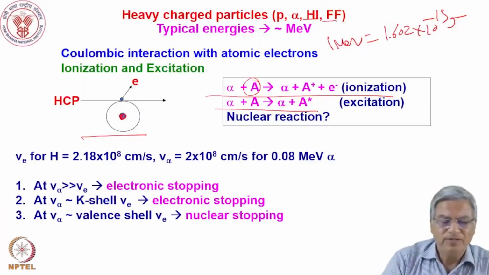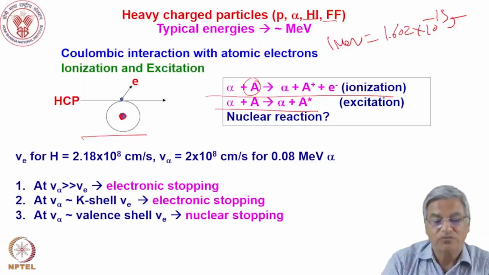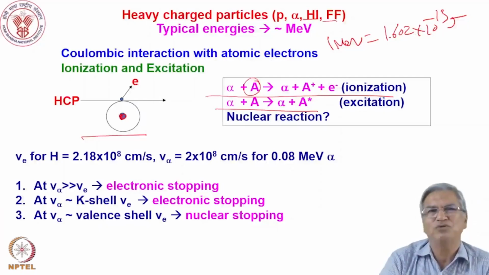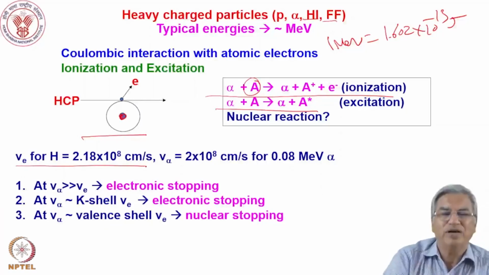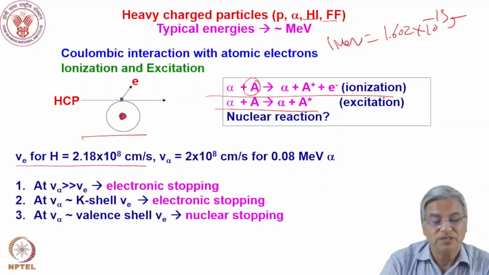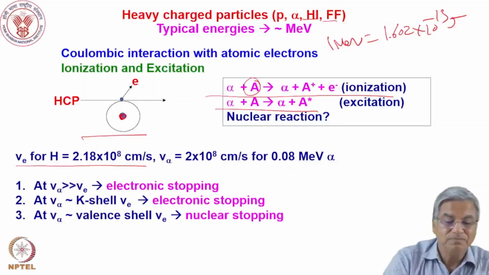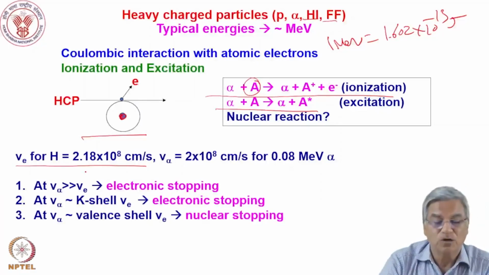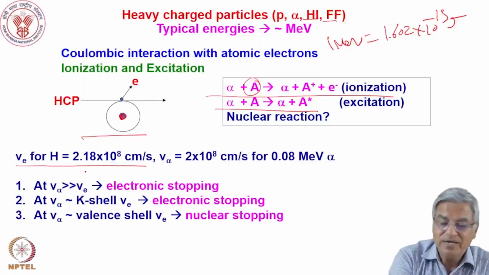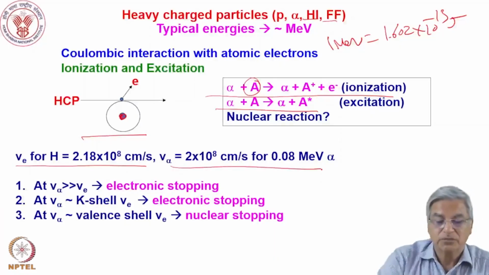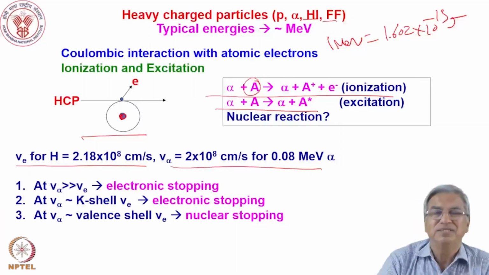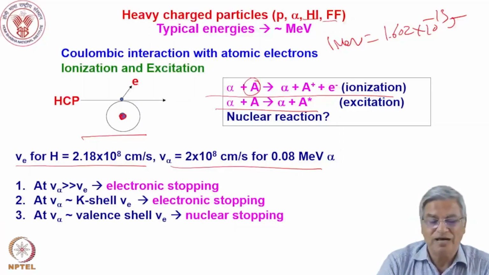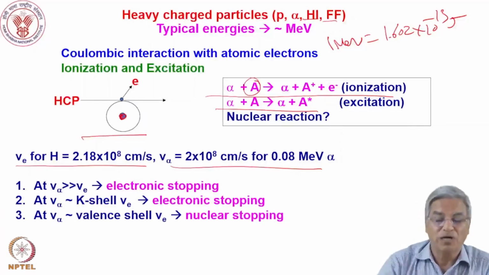Now, just to give you a feel for the energies and the velocities of ions, and why the alpha particle, when it comes out of a nucleus, remains as a doubly charged helium ion, let us compare the velocity of the alpha and the electron's velocity in atoms. For a hydrogen atom, the velocity of the electron is 2.18 times 10 power 8 centimeter per second. An alpha particle of comparable velocity has 0.08 MeV. So you can imagine that a 5 MeV alpha particle will have much higher velocity than the velocity of electrons orbiting around the nucleus.